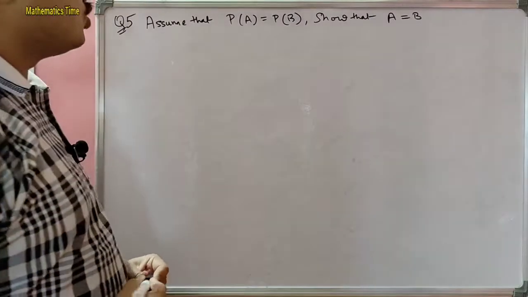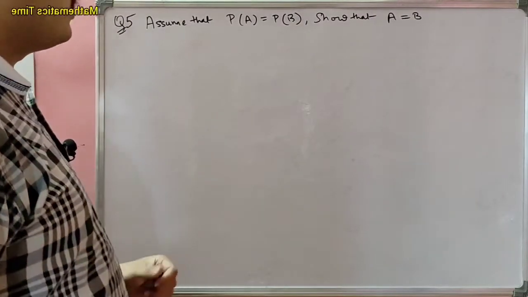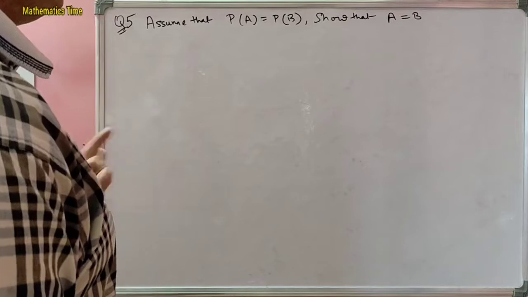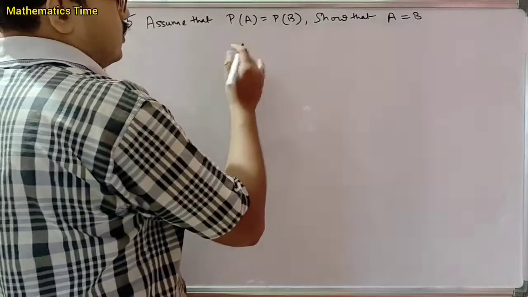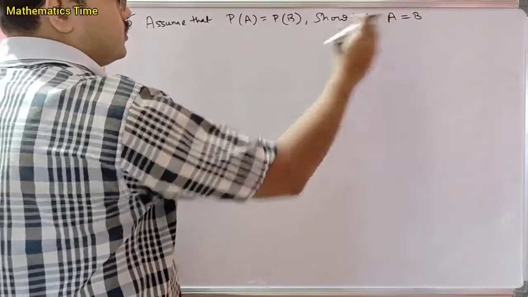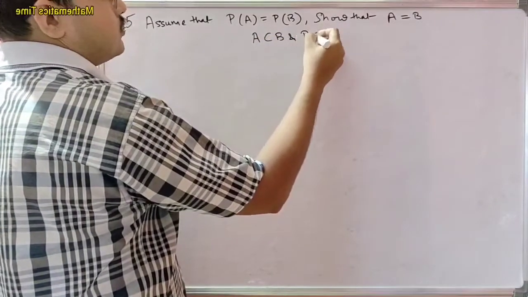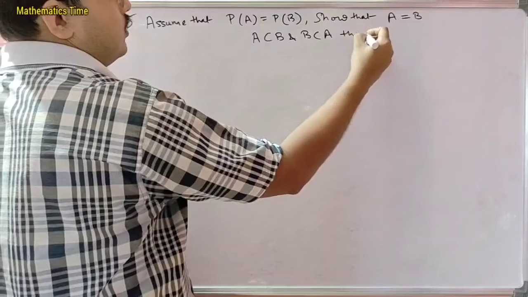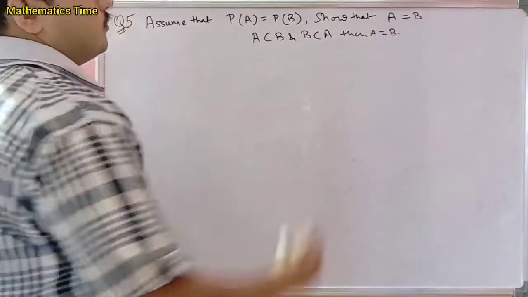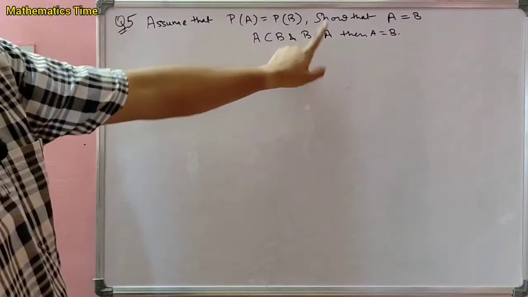Assume that P(A) is equal to P(B), power set of A equal to power set of B, so that A equals B. So how will we solve that? Our plan is how to achieve this. We have to show that A is a subset of B and B is a subset of A. Then it will be automatic that A equals B.